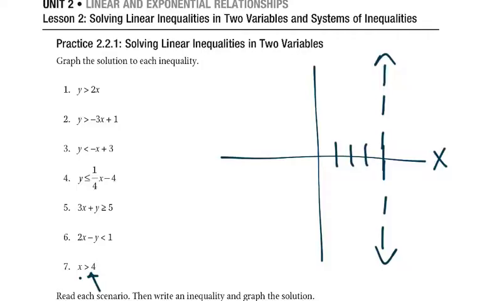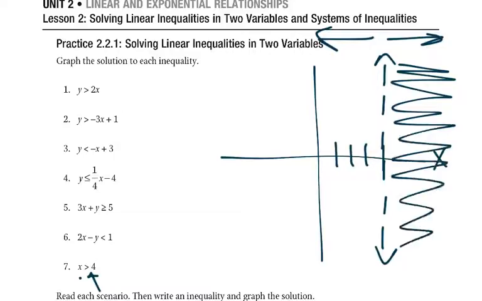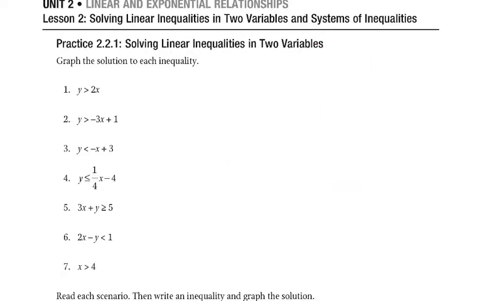Okay, it says x is greater. Greater is to the right for x, less than is to the left. It's greater, so I shade to the right. So that one's actually pretty simple, isn't it? Now, 5 and 6, there's two different ways you can attack these problems, okay? For 5, I'll use the first way.